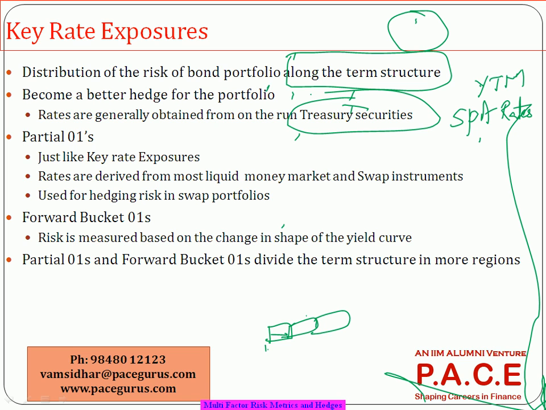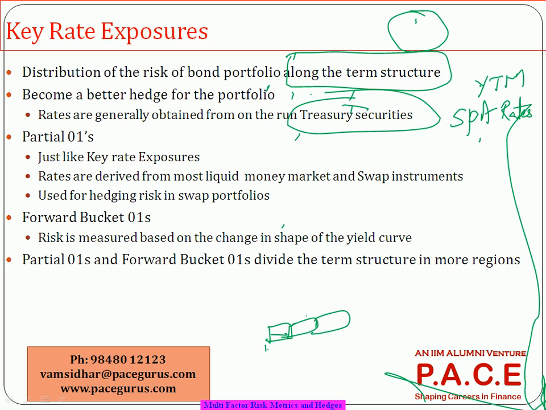From those securities prices, we will derive the spot rates. Even for deriving our spot rates, we have used a similar mechanism. And those spot rates, if I am varying by 1 basis point and finding out the change in the price, I am calling it key rate 01.